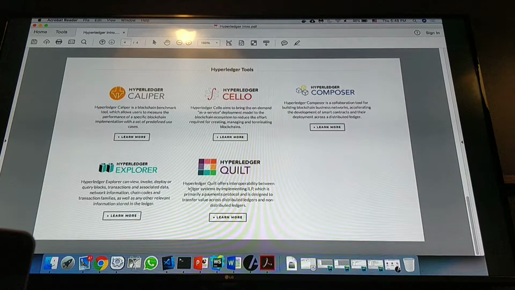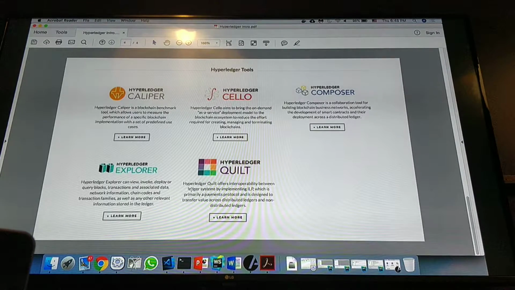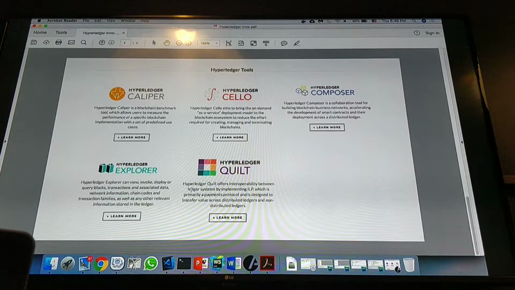So based on your experience, this is the first time I'm seeing Explorer and even Quilt, I think. So I think the ecosystem of Hyperledger is growing, right? Yes. Based on your experience, what do you think? Are these projects added in the last 3 months, 6 months, or pretty recently?